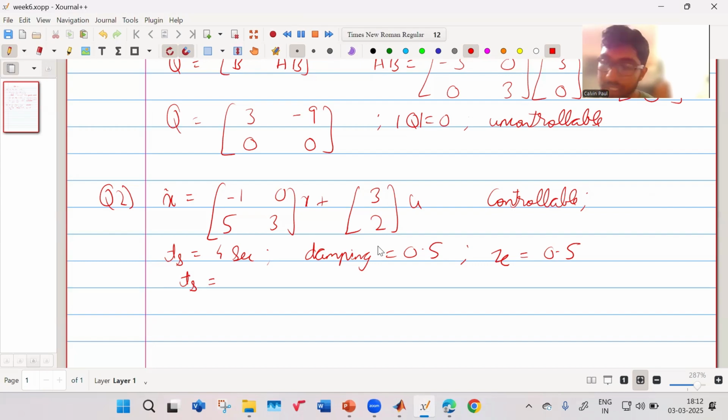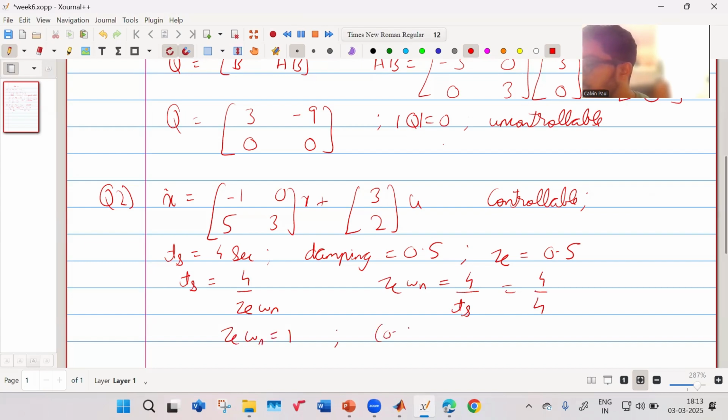Okay, so the formula for settling time actually is 4 upon zeta omega n. Okay, so what do we get our omega n to be? So zeta omega n is 4 upon settling time. So that is 4 upon 4. That means zeta omega n is 1, right? Now zeta is 0.5 into omega n is 1. So omega n will be equal to 2. Any doubts in this? No, sir. Okay, so this actually will be 2 radians per second.